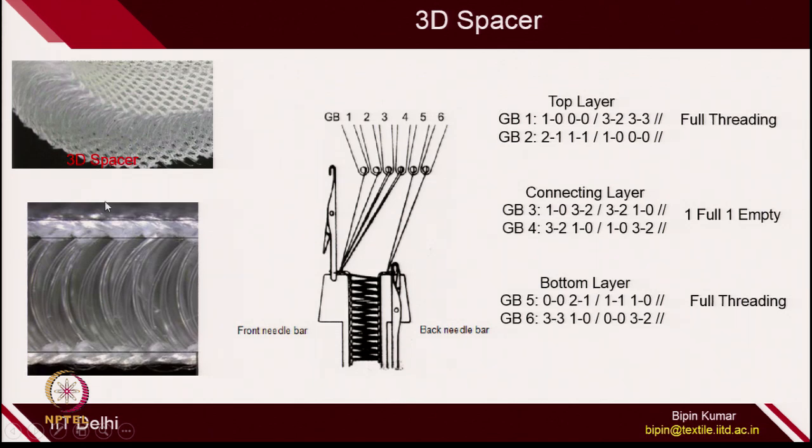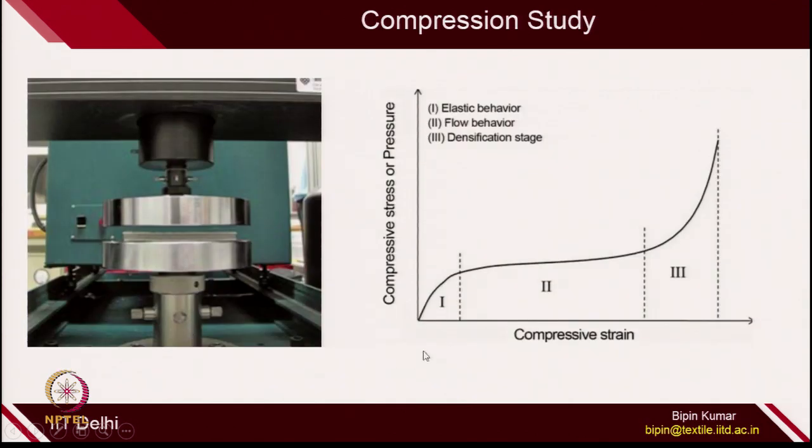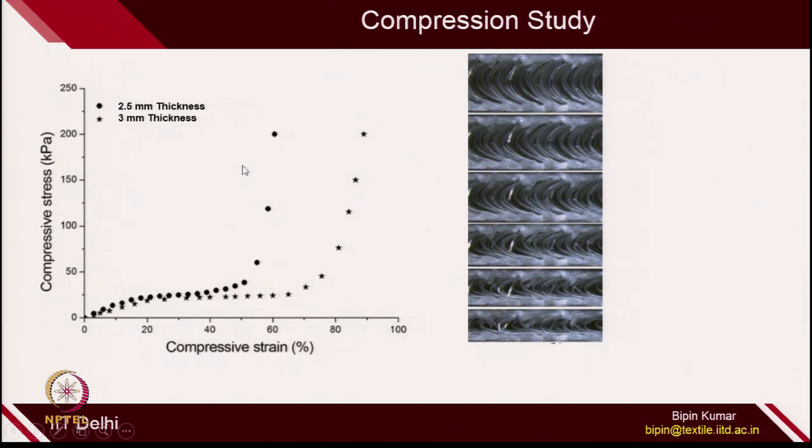So, this is how you create 3D spacer fabrics, and 3D spacer fabrics have very good compression properties. Once you compress this fabric, it will give you elastic behavior, flow behavior and densification behavior, but the good part is that when you release the compressive load it bounces back. So, this is the perfect material for cushioning. It gives you elastic and flow performance, and the recovery is very good. That is why 3D spacer fabric is very useful in cushioning applications.